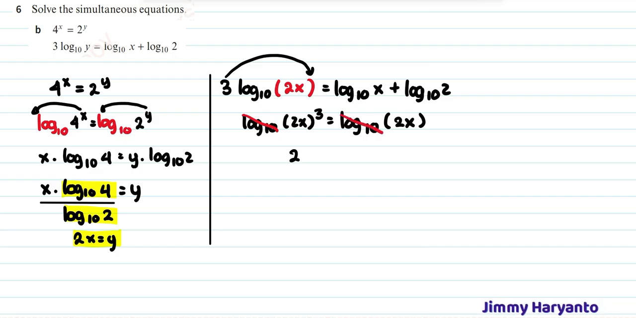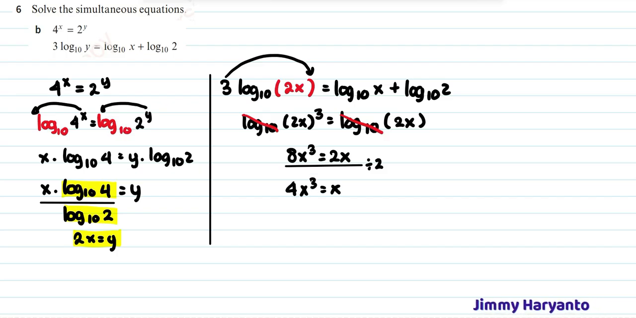Let me write it like this. This one will become 8, since 2 to the power of 3 equals 8. 8x cubed equals 2x, and then I can divide them all by 2. You'll have 4x cubed equals x, and then you move the x to the left.